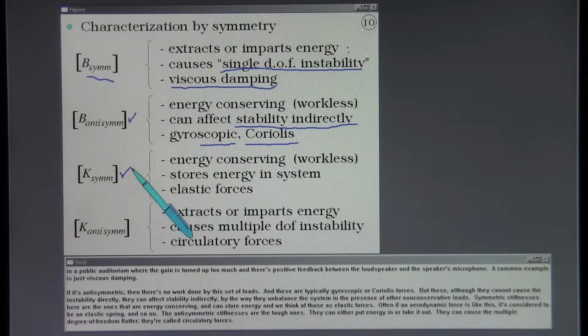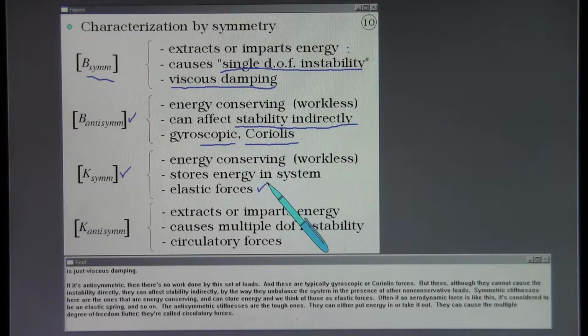Symmetric stiffnesses here are the ones that are energy conserving and can store energy, and we think of those as elastic forces. Often if an aerodynamic force is like this, it's considered to be an elastic spring, and so on. The anti-symmetric stiffnesses are the tough ones. They can either put energy in or take it out. They can cause the multiple degree of freedom flutter. They're called circulatory forces.